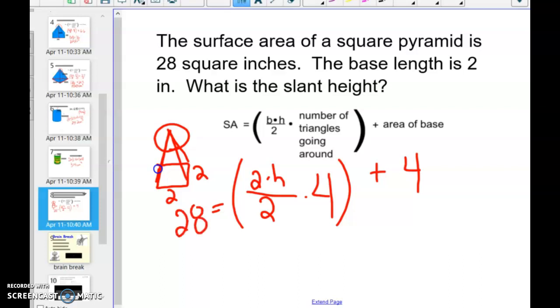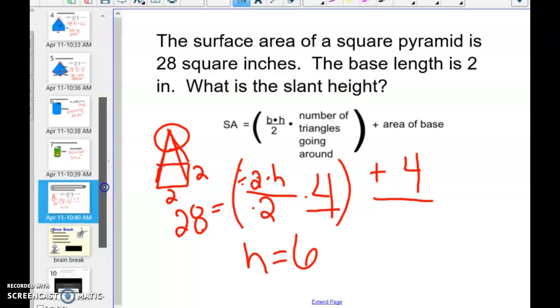So what I'm going to do is kind of work backwards. I'm going to start with 28, and I'm going to subtract that 4 away, which leaves me with 24. Then I'm going to divide that by 4, and then I'm going to times that by 2, and then I'm going to divide that by 2, which leaves me with what that slant height has to be, which is 6. So basically, I started with 28, I subtracted 4, I divided by 4, I times by 2, and then I divided by 2, and what was left was going to give me what my height there was, of 6.